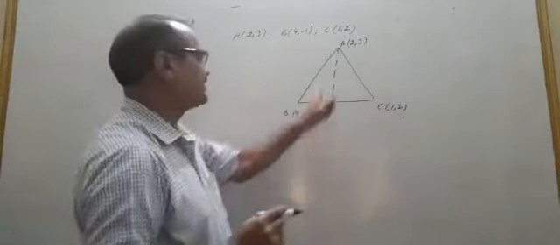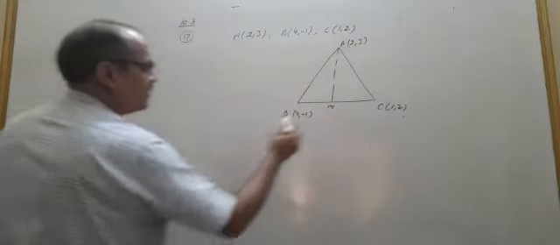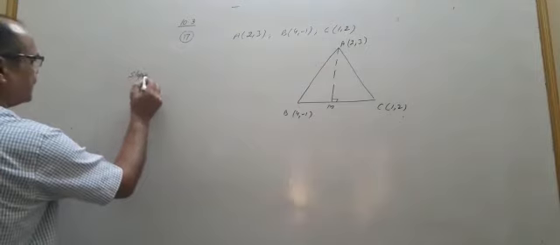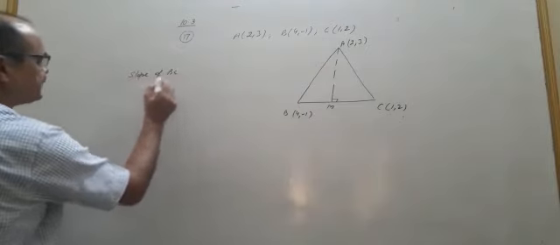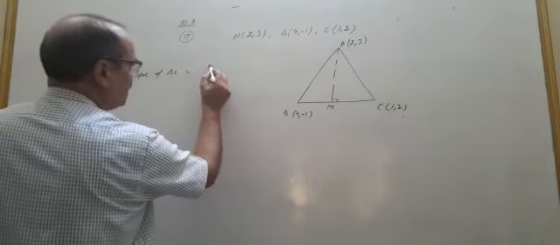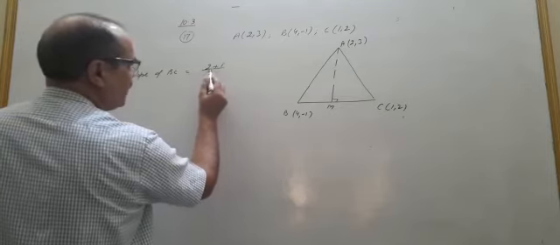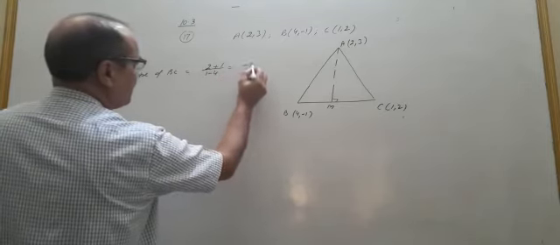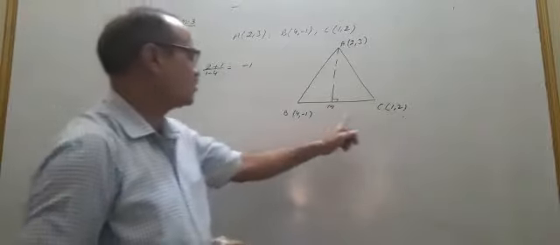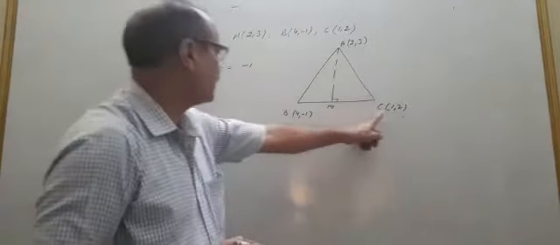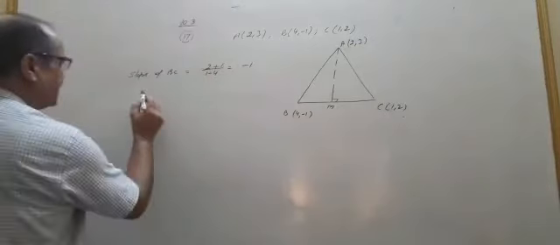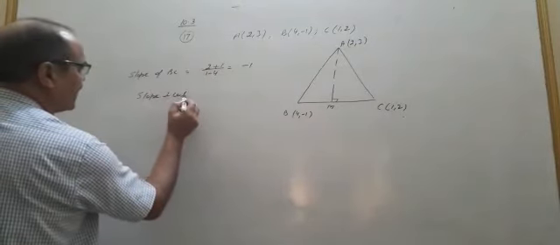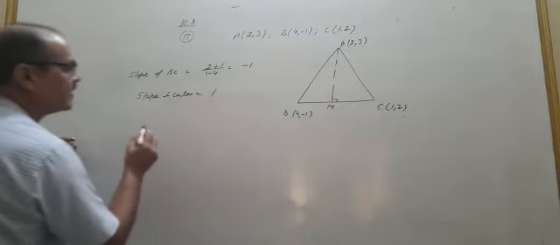हाउ टू फाइंड द इक्वेशन ऑफ AM? AM is the line which passing through the point A and perpendicular to this BC. So write down slope of BC. Slope of BC is equal to y2 minus y1 upon x2 minus x1. So this will gives you minus 1. This is the slope of BC. And slope of perpendicular line to this, that is equal to 1.